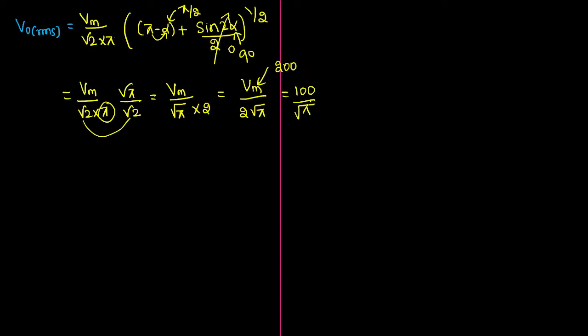Finally, 100 by root pi, sorry. So now, you take pi, then take root, then reciprocal, multiplied by 100. It will be equal to 56.418. We got the V naught RMS.